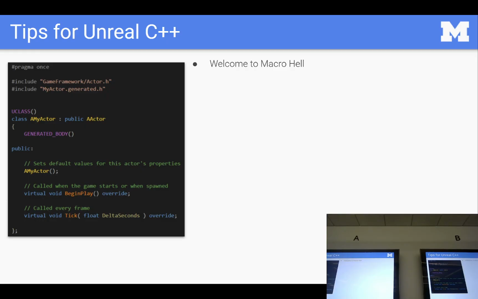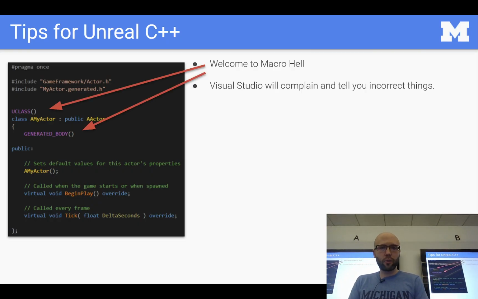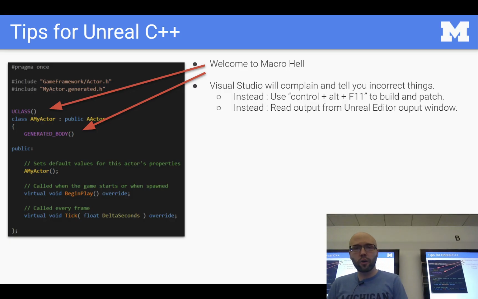C++ does not have reflection. So if Unreal wants to be able to introspect and understand what classes are available to it, it has to do a bunch of funky business like this to make that work with C++. They kind of bolted a reflection system onto C++, and it works, but it's a bit of a pain, okay? Visual Studio, if you use it in Visual Studio, will probably complain and tell you things are wrong, even though they will build and it's actually correct, okay?